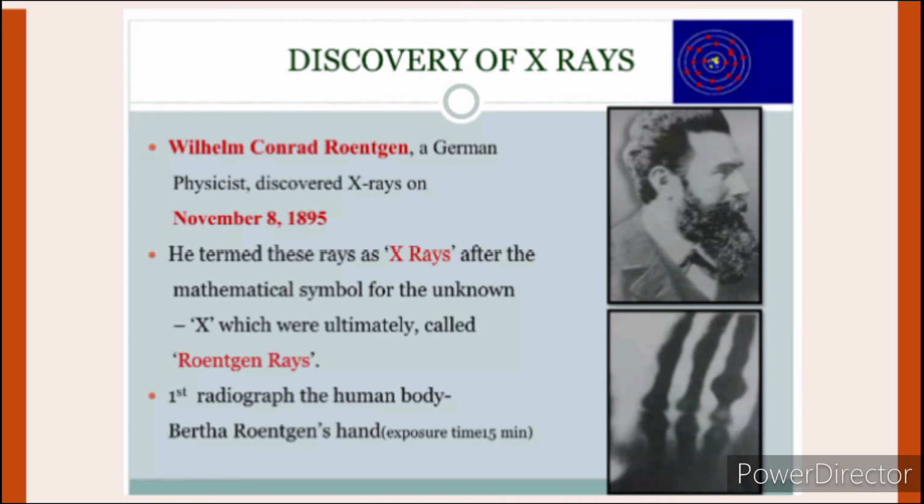Discovery of X-ray. Wilhelm Conrad Roentgen, a German physicist, discovered X-ray on November 8, 1895. He termed these rays X-ray after the mathematical symbol for the unknown, X, which were ultimately called Roentgen rays. First radiographed human body: Bertha Roentgen Hunt. Her exposure time was 15 minutes.